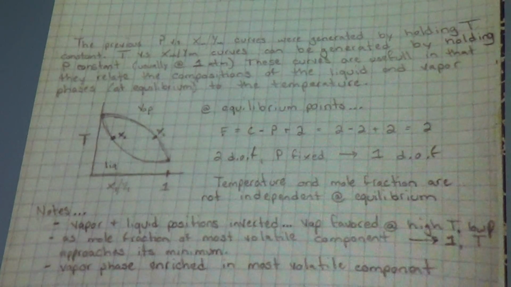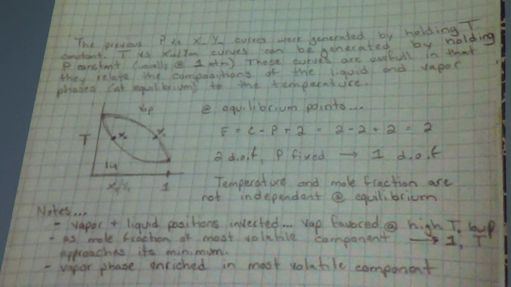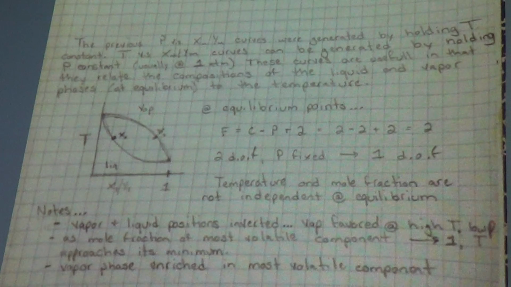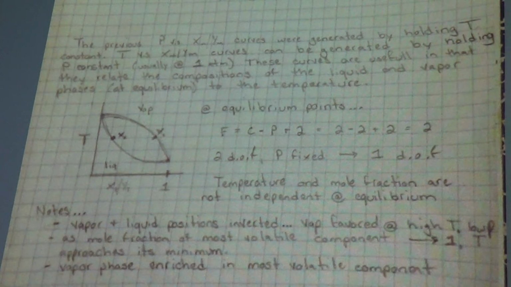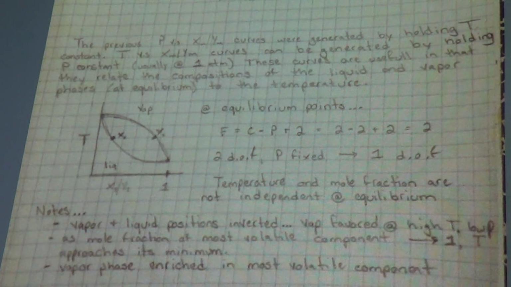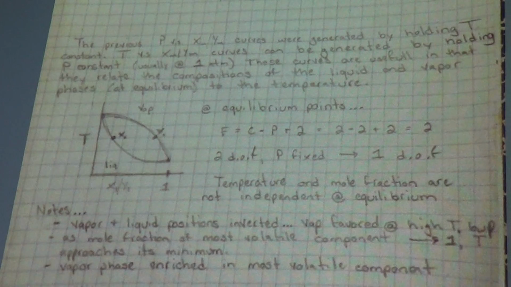Because it's the more volatile component, it's already trying to escape into the gas phase, and therefore a lower temperature is requisite to keep that pressure at wherever it needs to be, to keep the liquid pushing out. So this guy inverts.